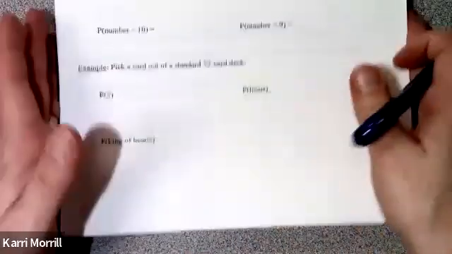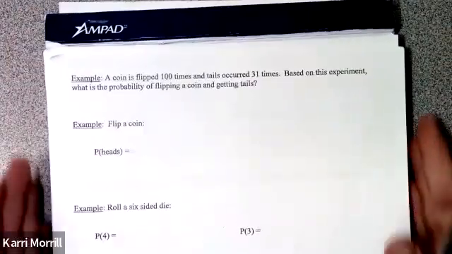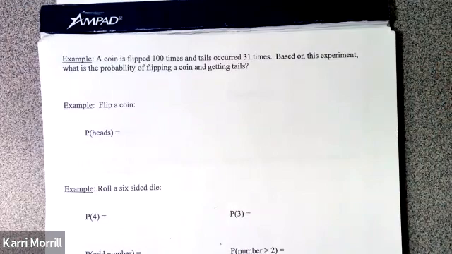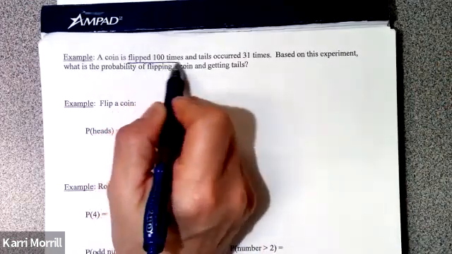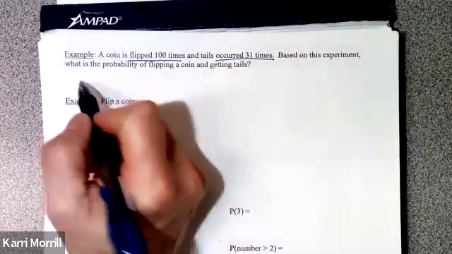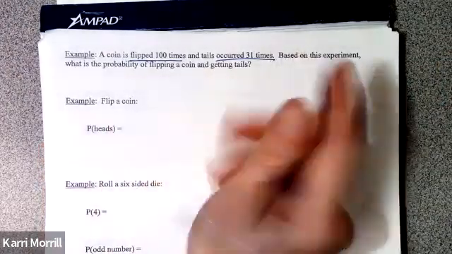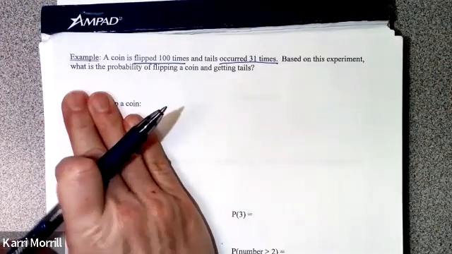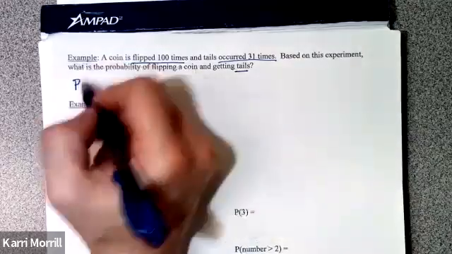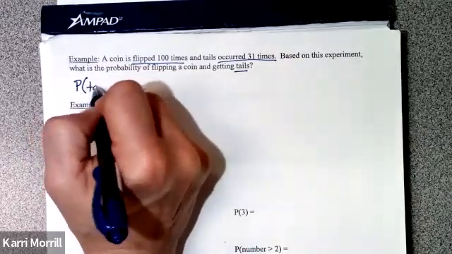Turning the page, let's talk about a coin. We talk a lot about coins and dice and cards in this 4.1. A coin is flipped 100 times and tails occurs 31 times. Based on this experiment, what is the probability of flipping a coin and getting tails? The way you write these probabilities is, if we're trying to find the probability of getting tails, we would write P, and in parentheses, we'd write the word tails.